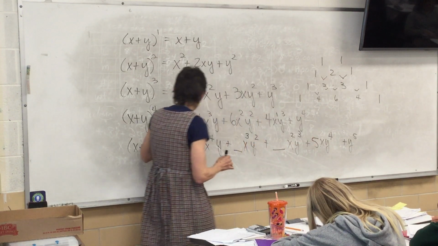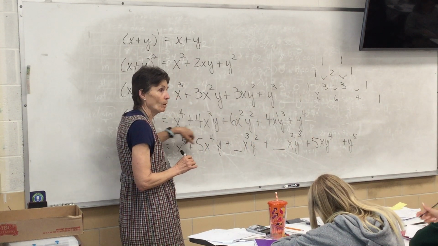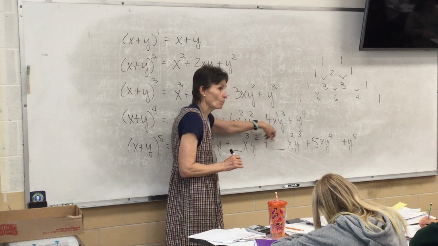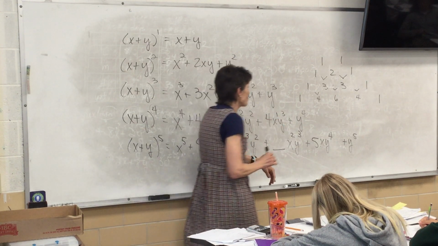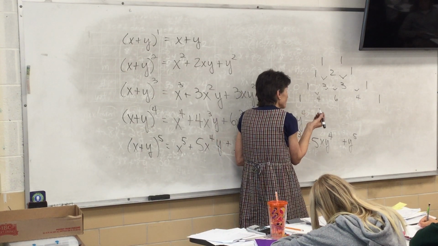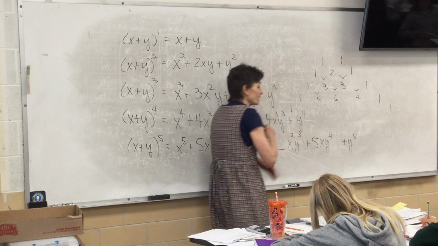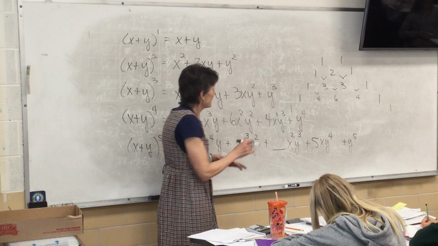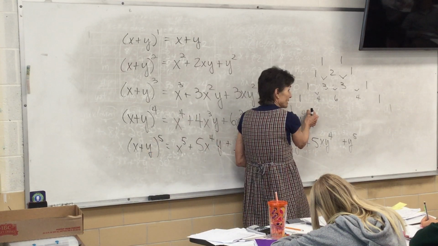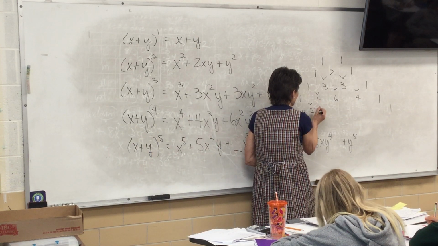Is that what happened in this row? 1, 4, 6, 4, 1. So what will Sophia's 5th row be? Well, it'll be a 1 on each end. She observed that absolutely correctly. And then what's this number going to be? She already knew that. That's a 5.